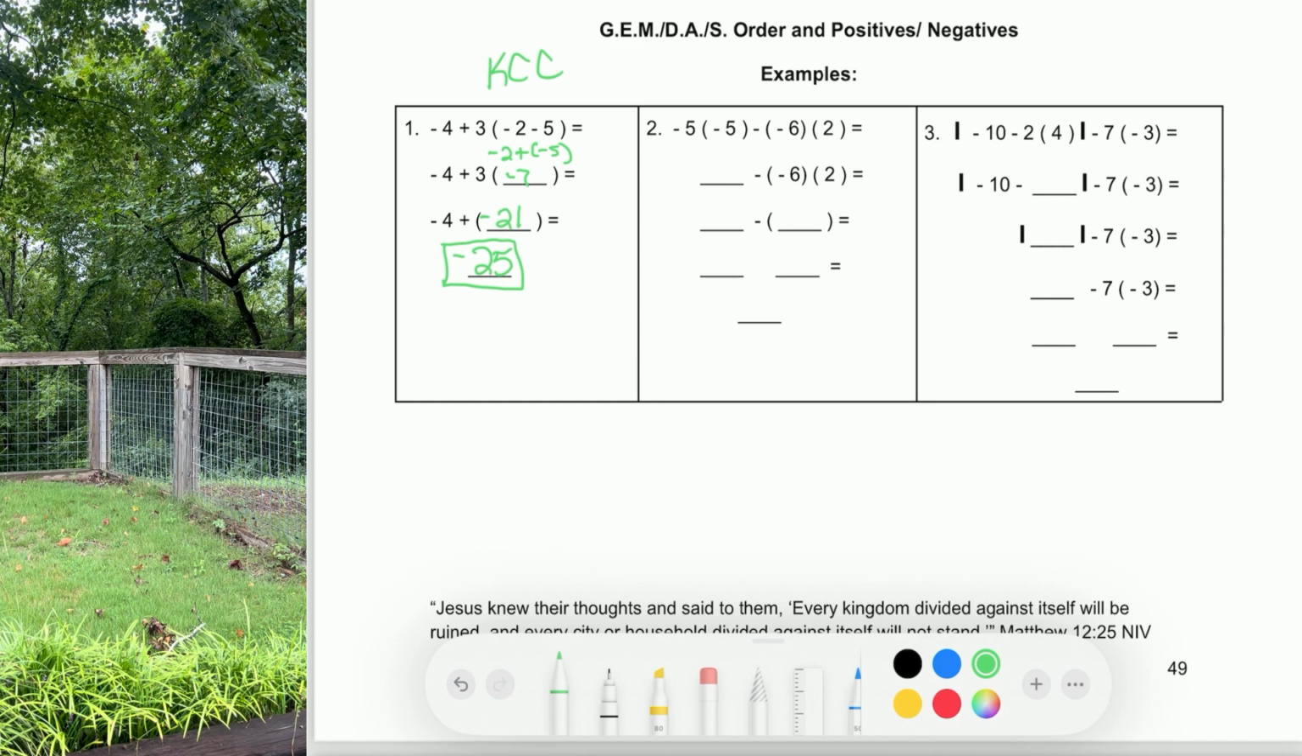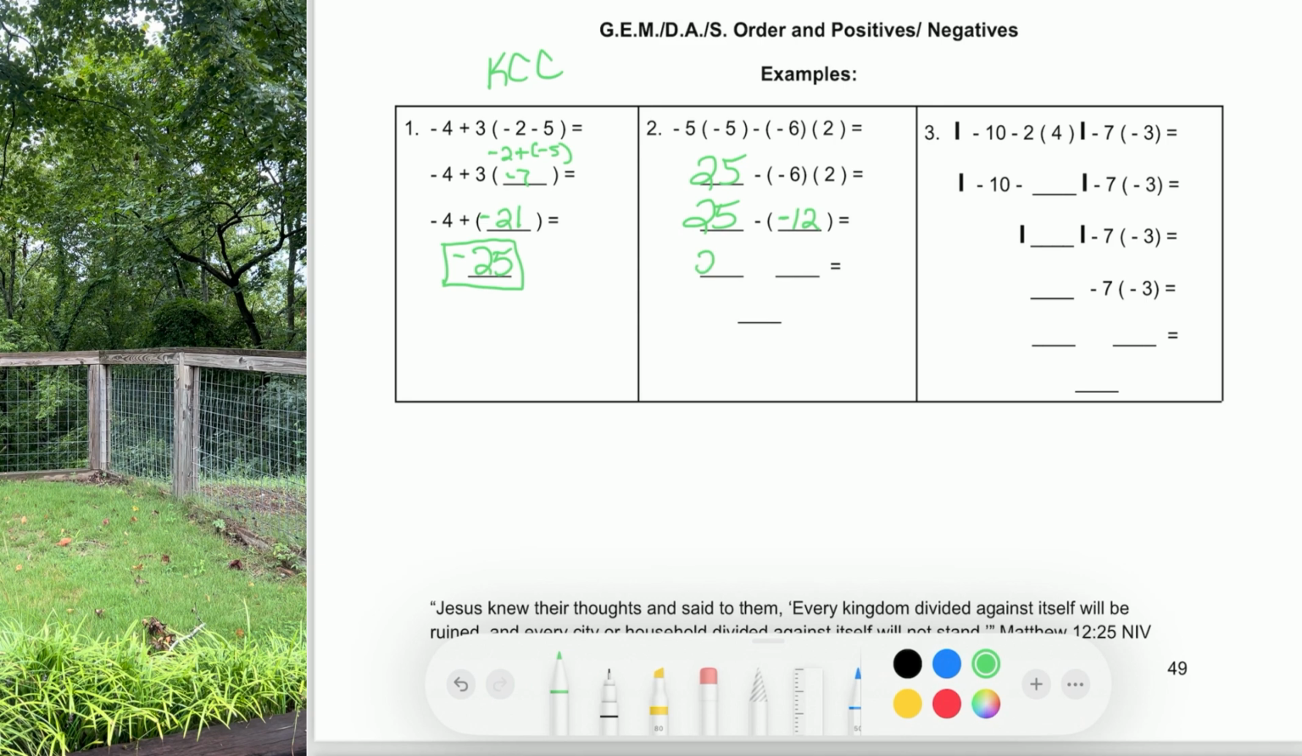All right, so let's look at number 2. We have negative 5 times negative 5 minus negative 6 times 2. We need to deal with our negative 5 times negative 5 first. A negative times a negative is a positive. It's the same sign, so we get a positive 25. I'm going to bring that down for the next step. We now have a negative 6 times a positive 2. And remember the rule is if they're different signs from each other, they're going to be negative. So we get negative 12.